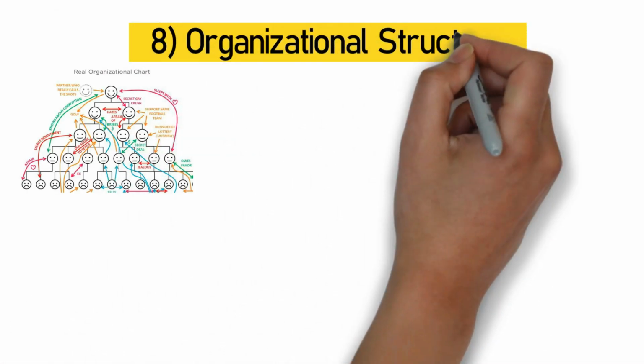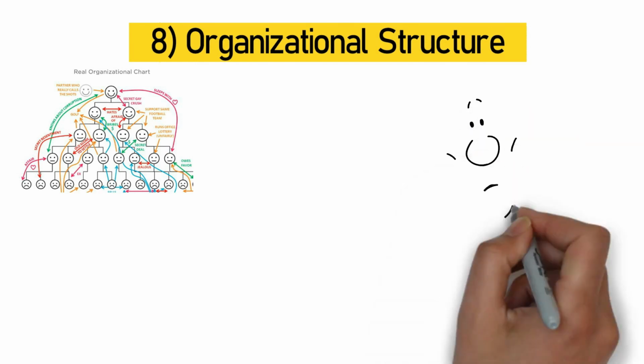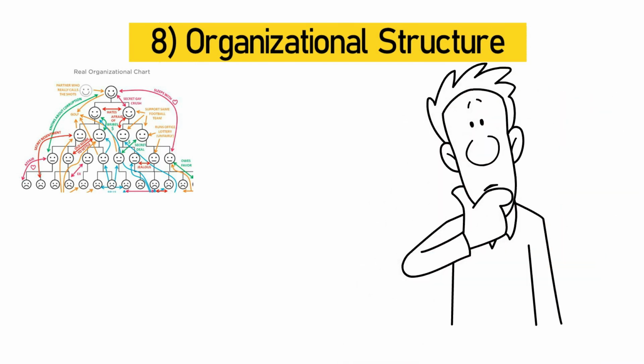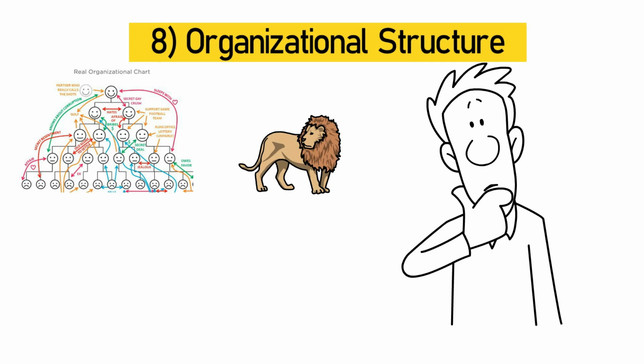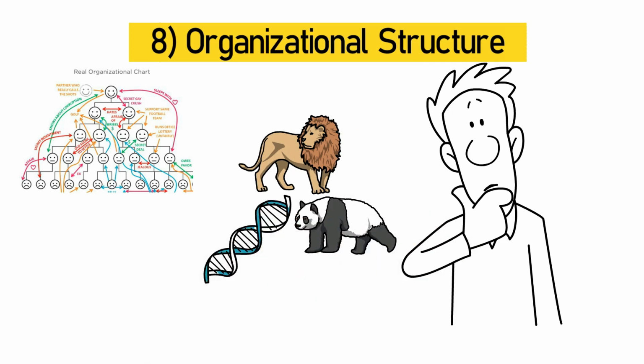Number 8. Organizational structure. The majority of complex biological organisms have an intuitive sense of how they should organize themselves. While not all of them, especially in the animal kingdom, end up in hierarchical structures, many do.